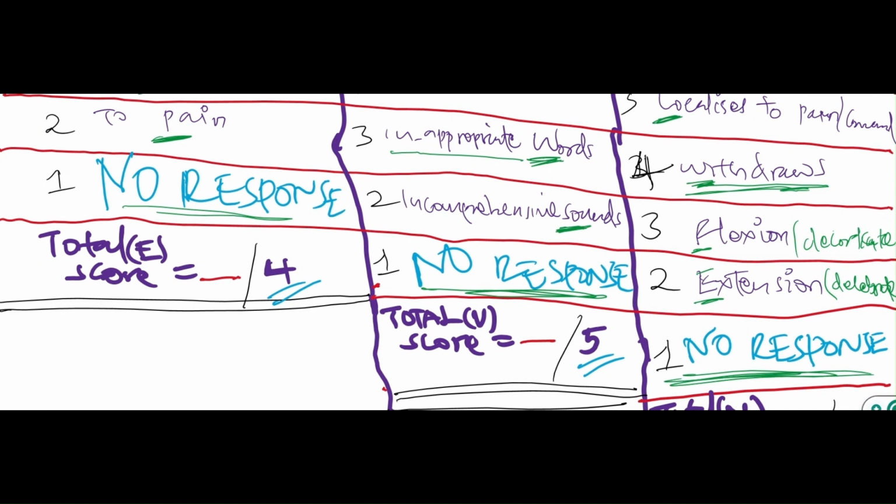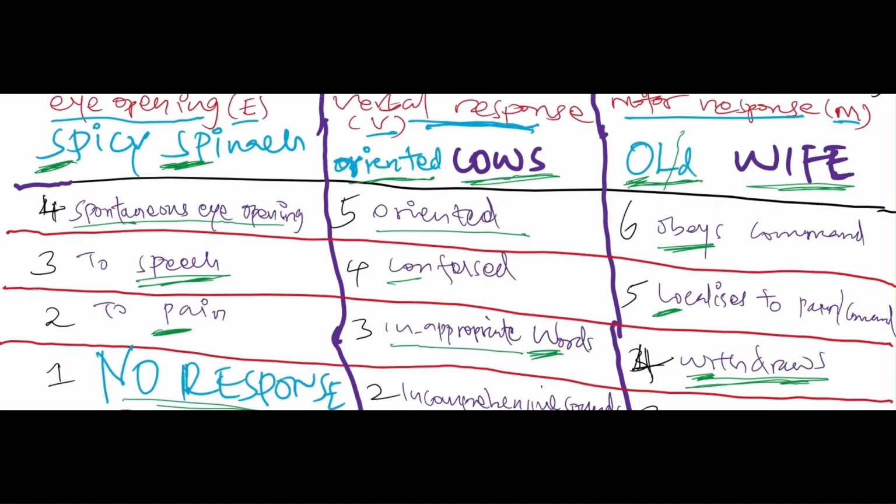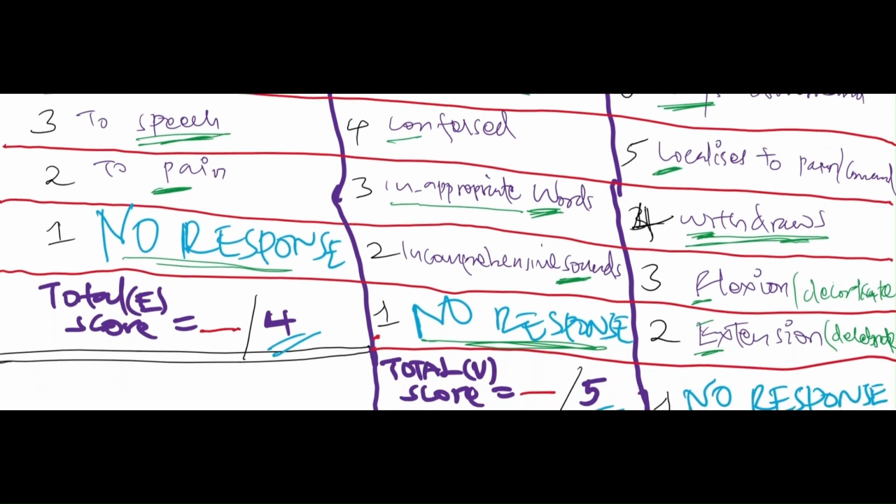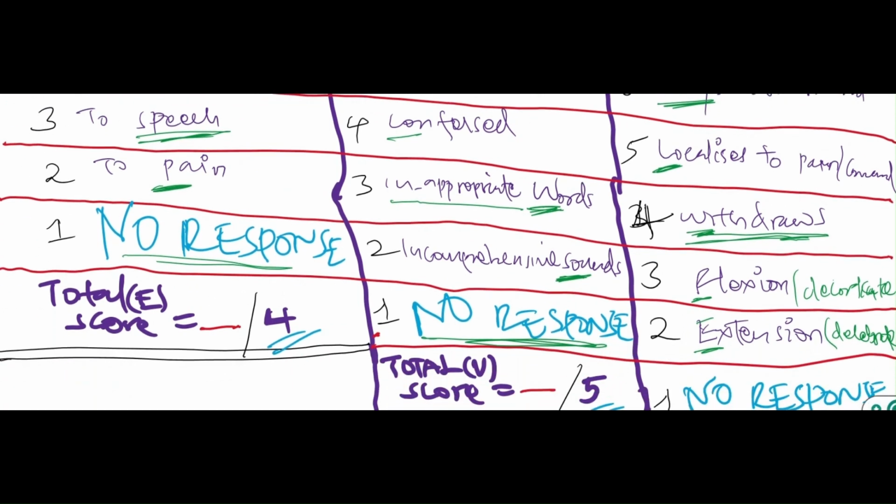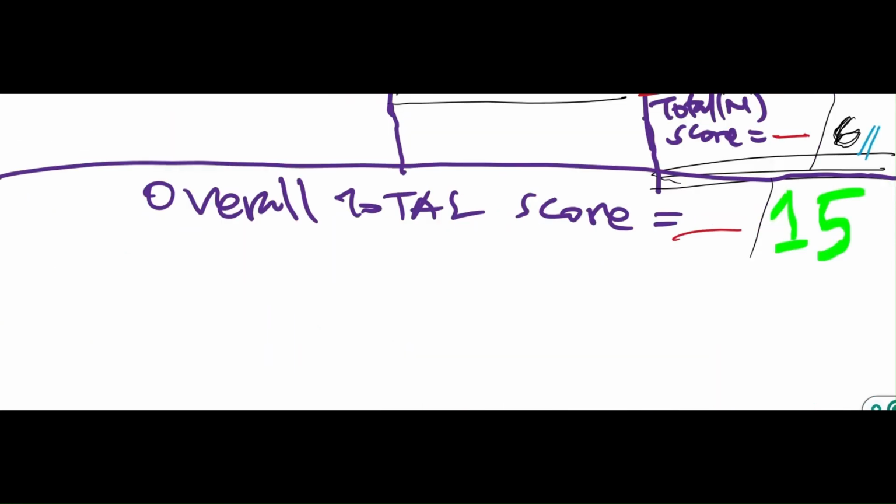So when a patient scores 1 in each of the three aspects, it is no response. Always remember the three phrases. In eye opening, remember spicy spinach. In verbal response, remember oriented cows. And in motor response, remember old wife. Finally, you will just have to score your patient. These mnemonics just help you know what to assess from your patient.